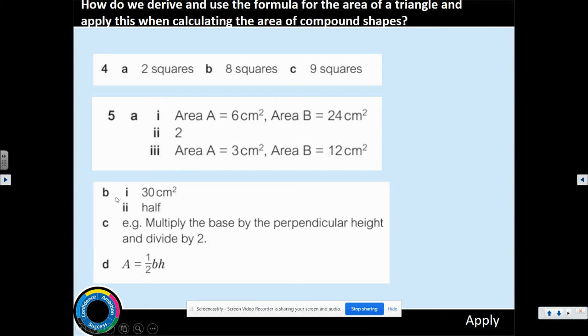Now for part B, you should have gotten 30 centimeters squared and then half. For part C, something in word description about what you're doing, okay? So multiplying the base by the perpendicular height and then dividing by 2, that's perfectly fine, okay? Or something very similar. And our formula, okay, which we've gone through how to derive now, was this for part D, okay? So hopefully we were okay with questions 4 and 5. Okay, you can always go back and look at them again and redo them if you need to, okay?